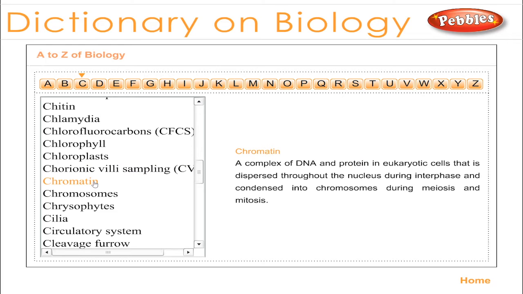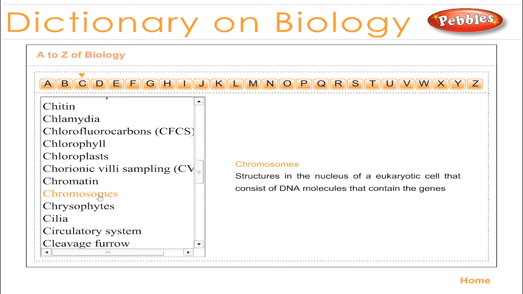Chromatin, a complex of DNA and protein in eukaryotic cells that is dispersed throughout the nucleus during interphase and condensed into chromosomes during meiosis and mitosis. Chromosomes, structures in the nucleus of a eukaryotic cell that consist of DNA molecules that contain the genes.